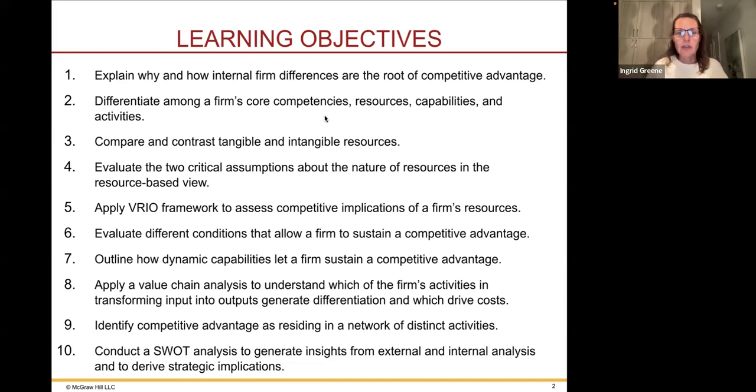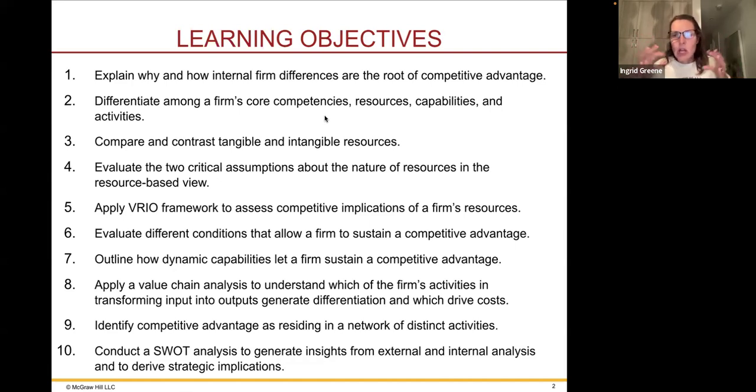outputs, right? And so again, what's creating value, what's simply creating cost, and what's creating a combination of the two. Then identifying competitive advantage as residing in a network of distinct activities. As I said, this chapter is all about competitive advantage and how we can hold on to it. So understanding here that we're not working in silos, right? That it is a network.